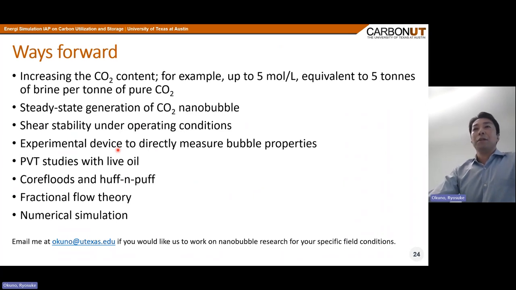We are going to soon start the live oil PVT with the nanobubble dispersion. Then we are going to do many core floods and huff and puff tests to systematically understand the detailed mechanisms and also identify important factors for field scale applications. Part of it is analysis using fractional flow theory, as I mentioned previously. And most likely, we will need technology development in numerical simulation for high pressure nanobubble systems.